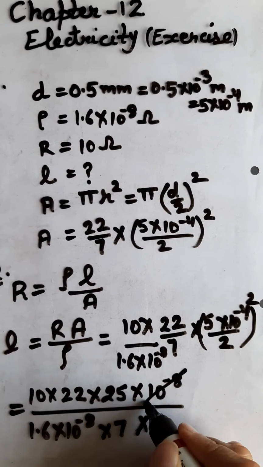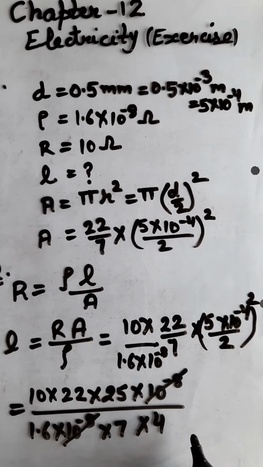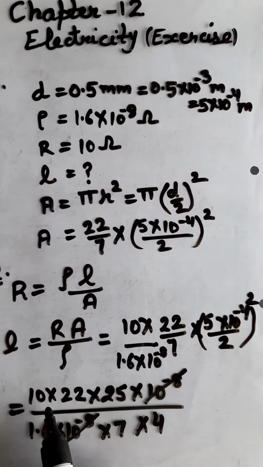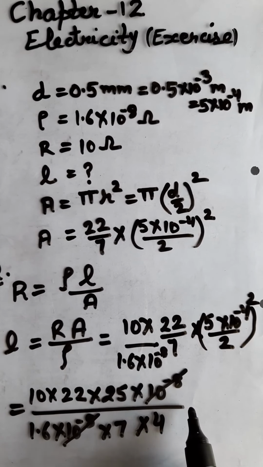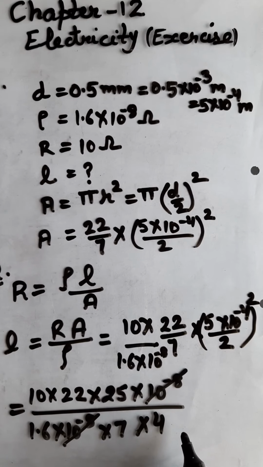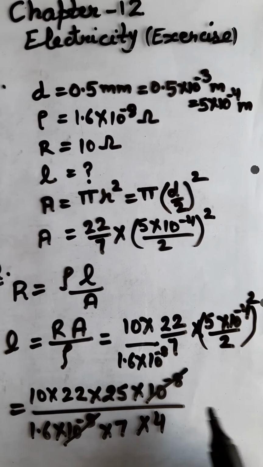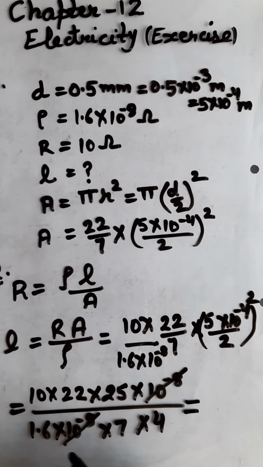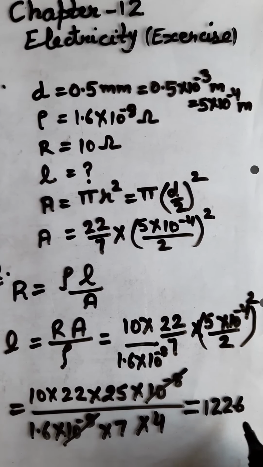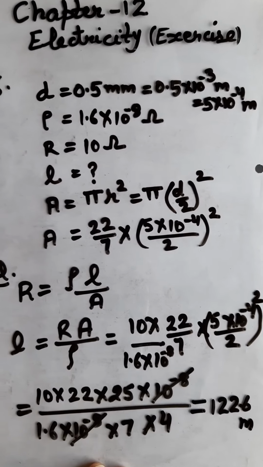We'll cancel this 10 to the power minus 8 with this one, and if we can't simplify more by cutting, then simply multiply all the things which are in the numerator, divide by all the things which are in the denominator, and then divide them. We will solve it and find the answer: 122.6 meter. So this will be the length of the wire.